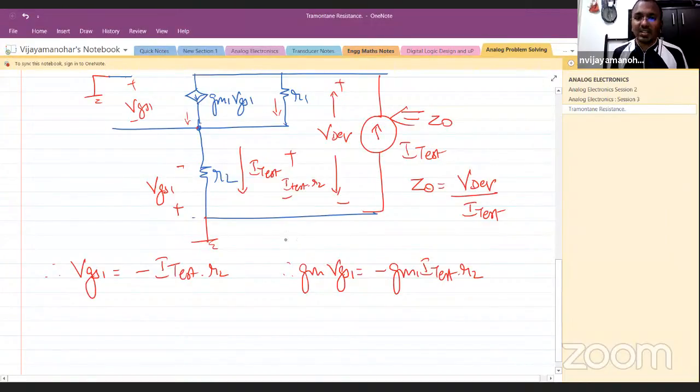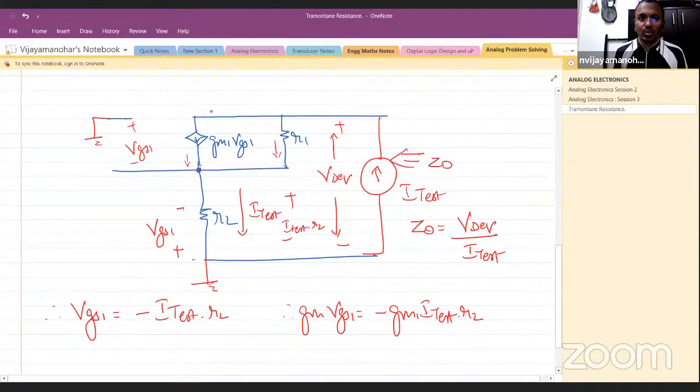Now minus current flowing down is same as plus current flowing up, correct? This current is assumed to flow down, and the current flowing down is a negative current. That means the current flowing up will be a positive current. So effectively this current is plus GM1 I test into R2. And from here I test current is coming.